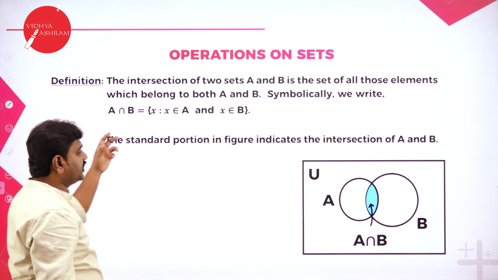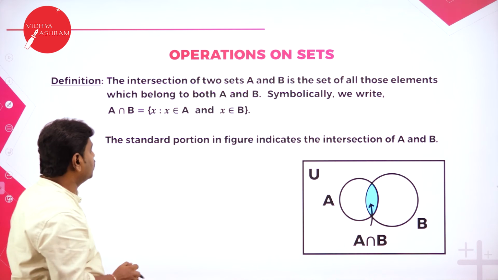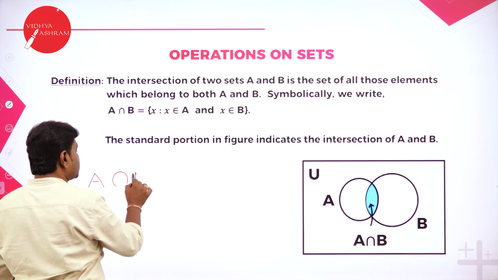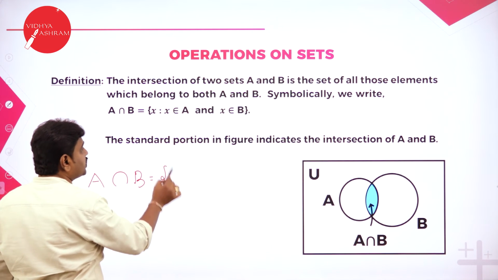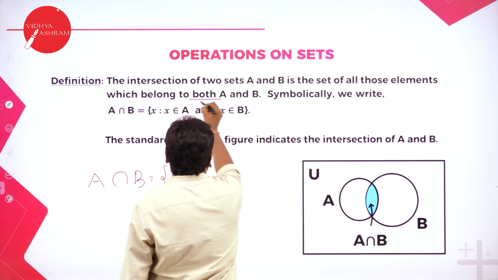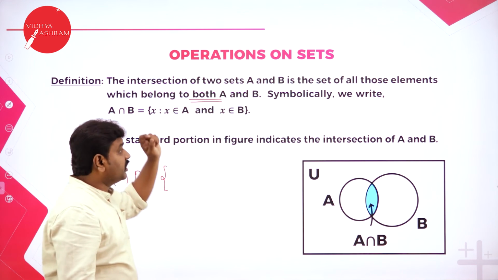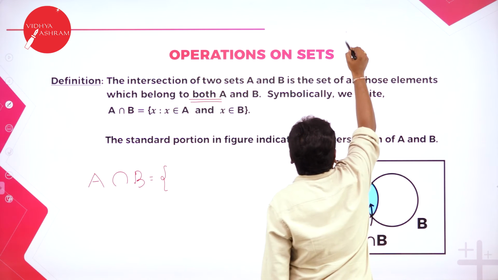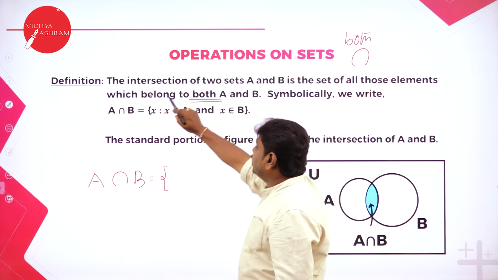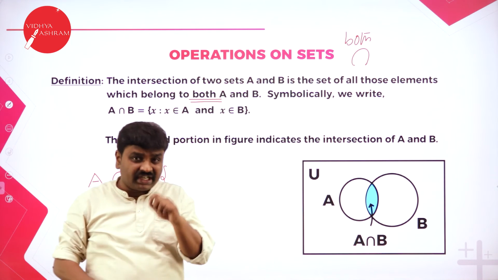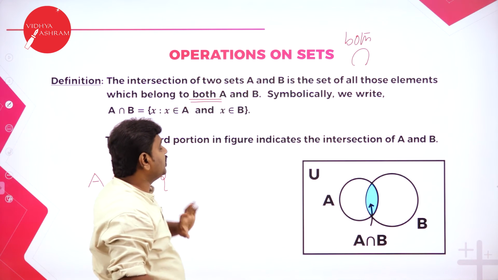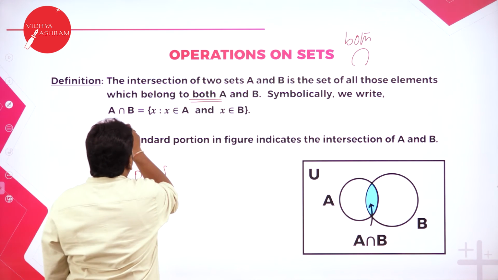Now, the definition. What is the definition? I told you, set A and set B are two sets. Then A intersection B is another set which contains all those elements which belong to both. I am underlining the word both. Whenever they use the word both, you can use the operation and. So, the intersection of two sets A and B is a set containing elements which belong to both A and B.